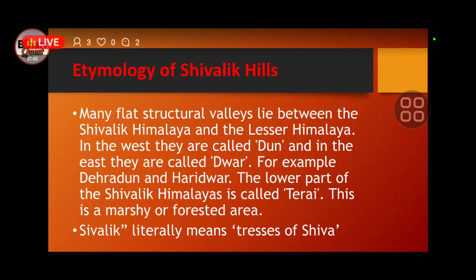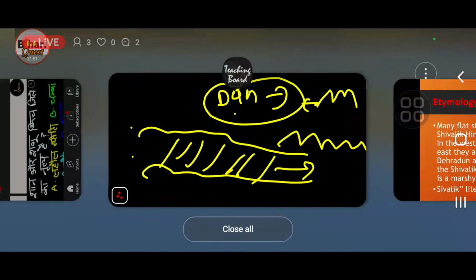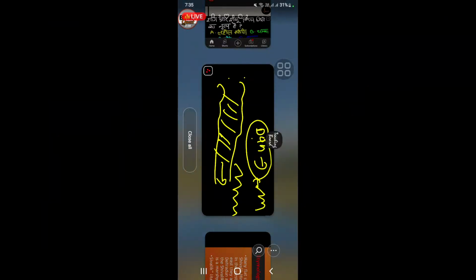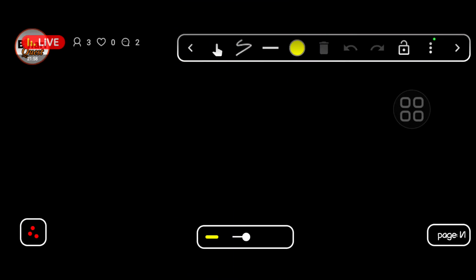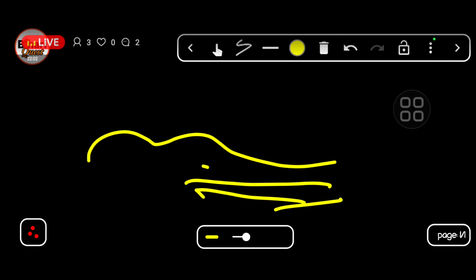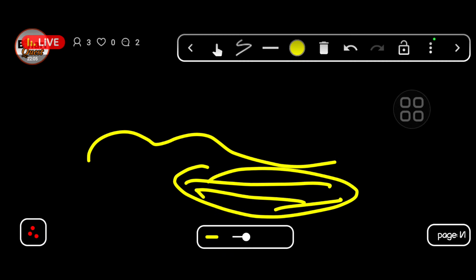Look, here I want to tell one thing. Let's see what Tarai is: marshy land. In this marshy land, I want to show one thing. Remember it. First of all, see it. This is Shivalik. This is the land of Tarai. Tarai is a marshy land. In the local language, it is called Daldal. It is called Kichar.